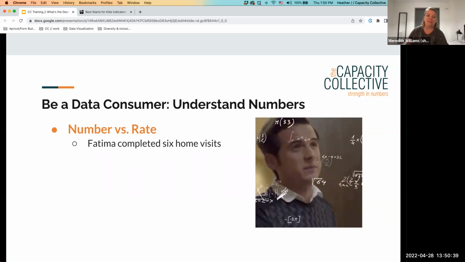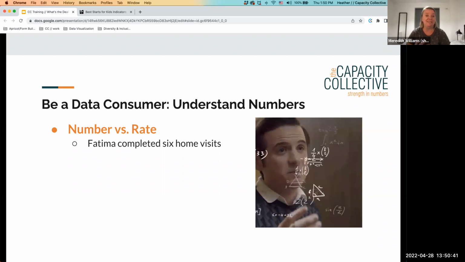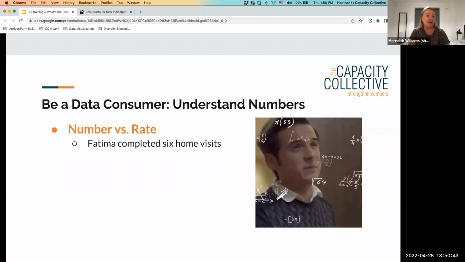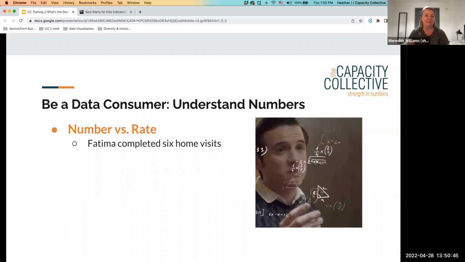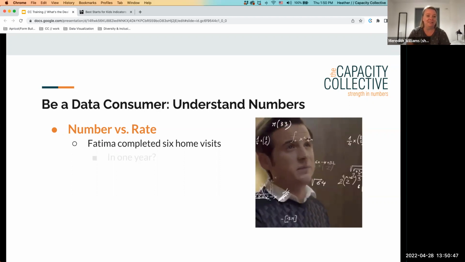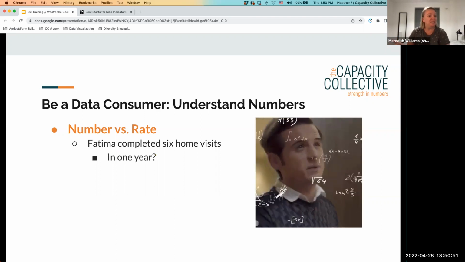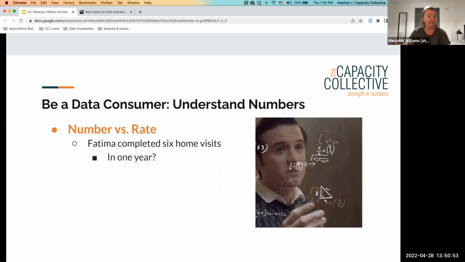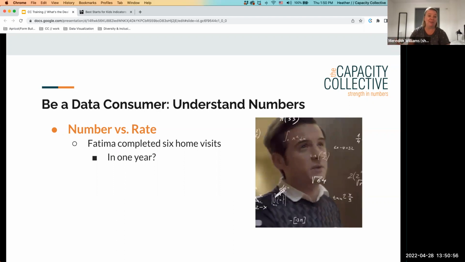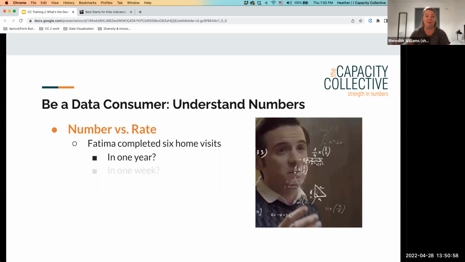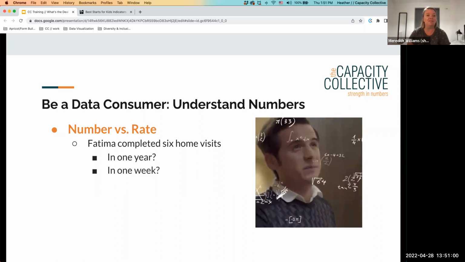And remember we said earlier, a great way to deal with data is to always stay curious and ask, okay, so how should I understand that number? So next click here. Was it 6 home visits in a year? Okay, well, that is not very many, I would say, of all the home visitors I've met. You do a lot more home visits than that. So that might be a little strange.